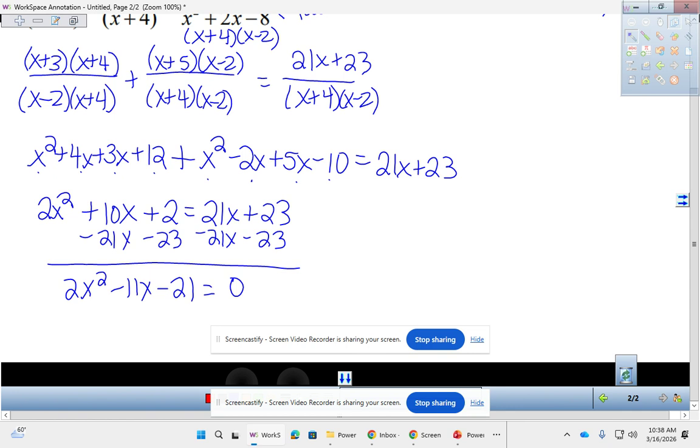From here, you could check the discriminant to see if it's a perfect square. I think it is. I think this is factorable. But if you start to try to factor it and you can't factor it, then just use the quadratic formula. You don't have to memorize the quadratic formula. You will have a sheet in front of you that has the quadratic formula on it. But this one we can factor.